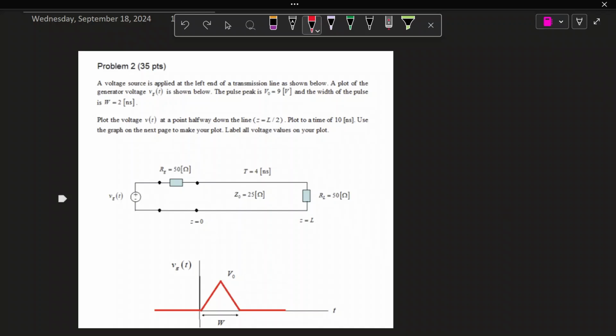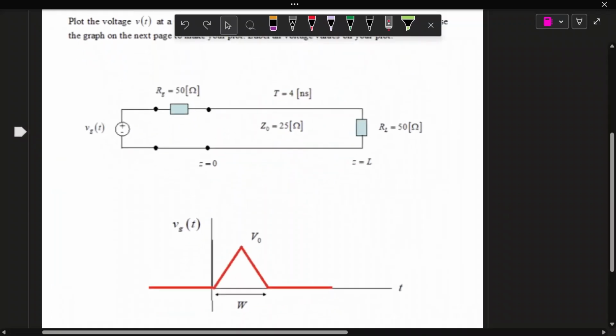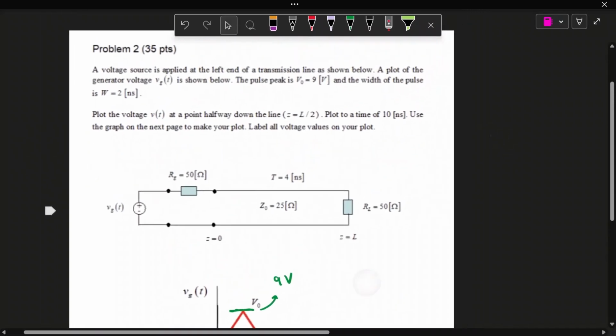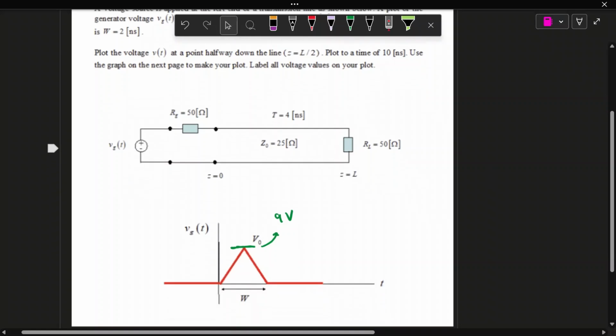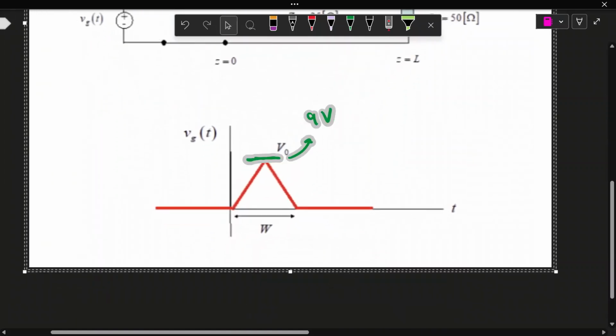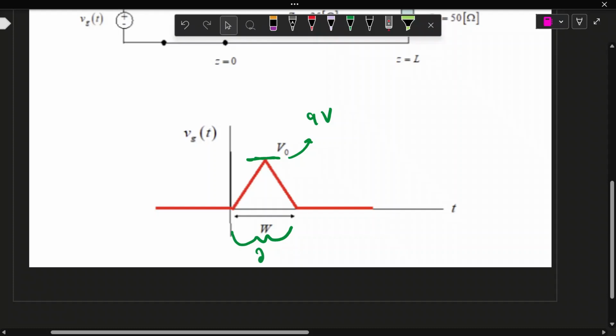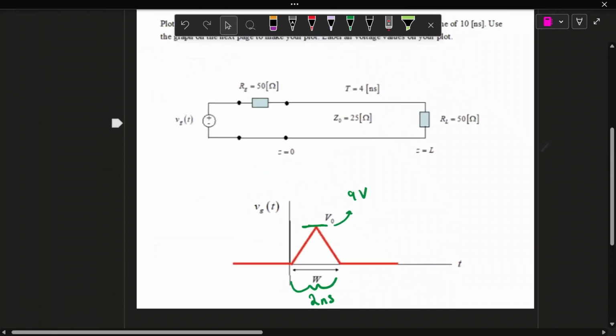So a voltage source is applied at the left end of a transmission line as shown below. The plot of the generator voltage, Vg of t, is shown below. The pulse peak is V0 equal 9 volts. So let's label our graph here. So we know this V0 is 9 volts. Then it says the width of the pulse is 2 nanoseconds. Okay, good to know. We have this width is 2 nanoseconds.